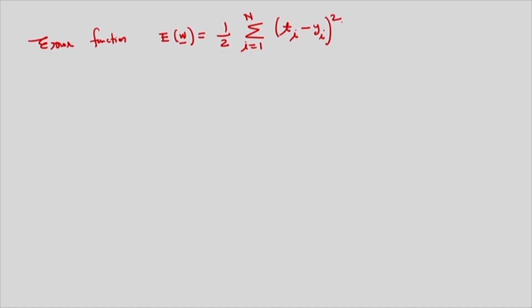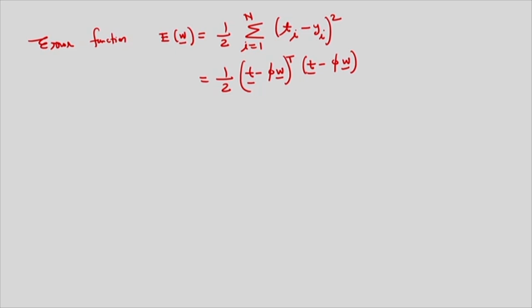So what is the error function? The error function E(w) is equal to 1 by 2 summation i equal to 1 to n of (ti minus yi) whole square, and we can write this in the vector form as 1 by 2 (t minus phi w) transpose (t minus phi w). So that is the error function.